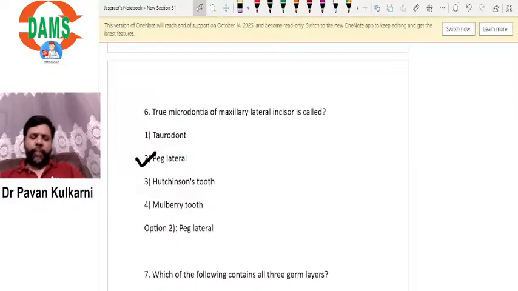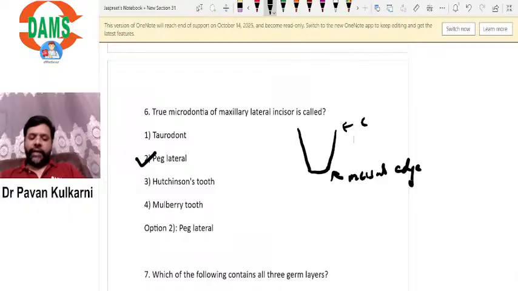So what is the definition of a peg shaped lateral? Any lateral incisor whose width is narrower near the incisal edge. So this is the incisal edge, and you will be narrower there compared to the cervical region. If you take the cervical region, it is broader compared to the incisal region. That is nothing but your peg shaped laterals. Okay.